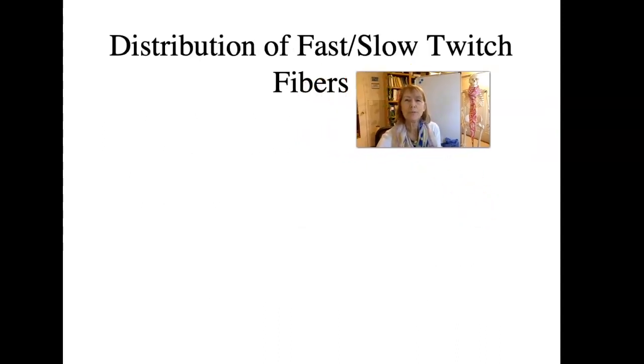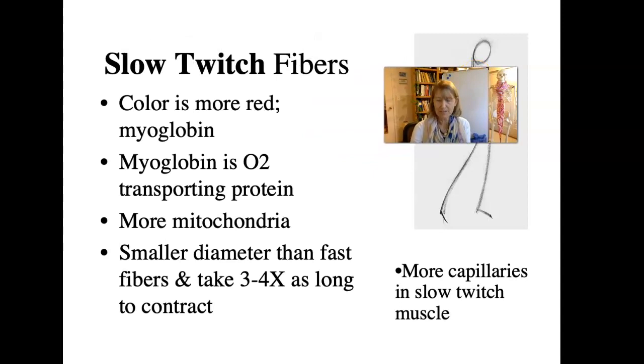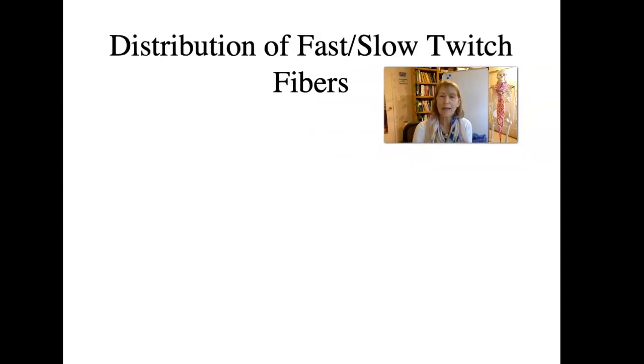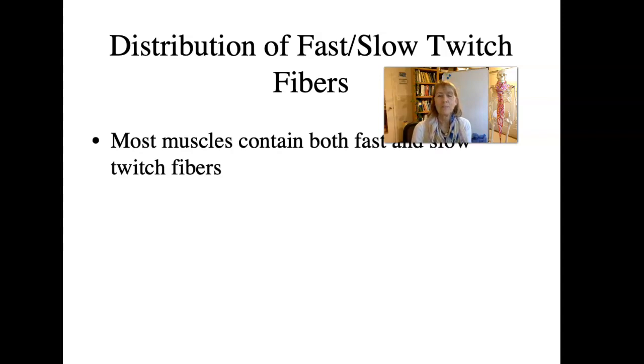Okay, the distribution of these fibers, of fast twitch and slow twitch fibers, where do you have these? Where are they? So most muscles contain both, right? Like that first picture I showed you where there was a darker purple and then the lighter pink. So most muscles are going to contain both of them. But the motor units are of one type only.